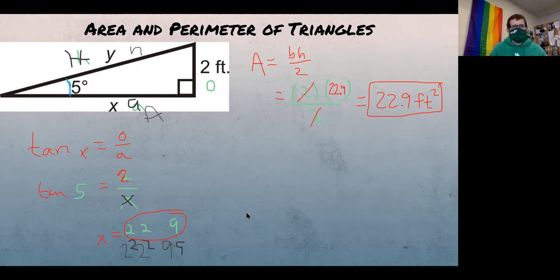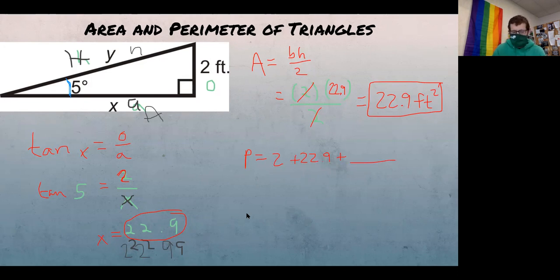Now we want to solve for the perimeter. I know it's 2 on one side. It's going to be 22.9 on another side. Plus, well, I don't know that third side. So we need to solve for it.